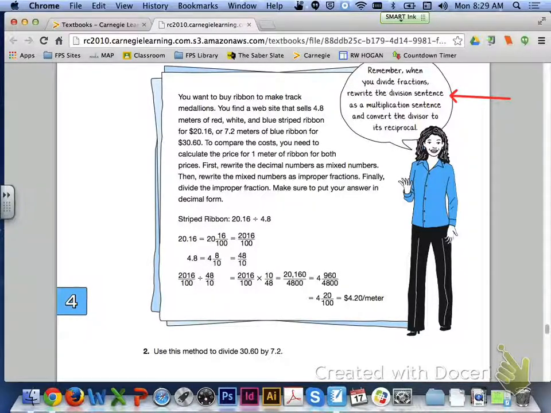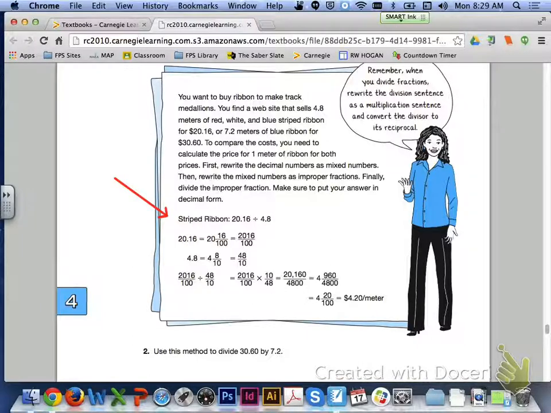Take a look at our helper and the word bubble. It says, remember, when you are dividing fractions, you're going to rewrite the division sentence as a multiplication sentence and convert the divisor to its reciprocal. So keep that in mind as you are working through these problems.